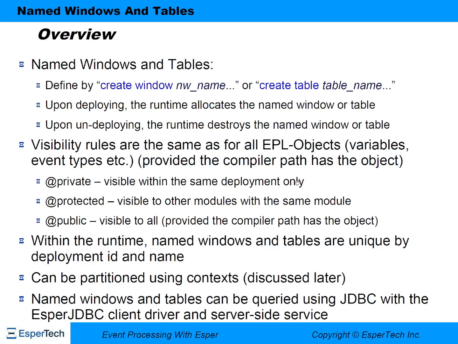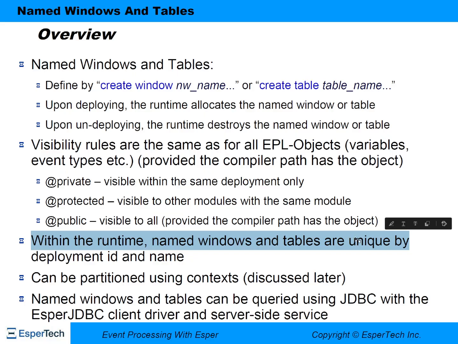Private visibility means the named window or table is visible within the same deployment only. Protected visibility means the named window or table is visible to other modules that have the same module name. Public visibility means the named window or table is visible to all. Within the runtime, named windows and tables are unique by deployment ID and name.